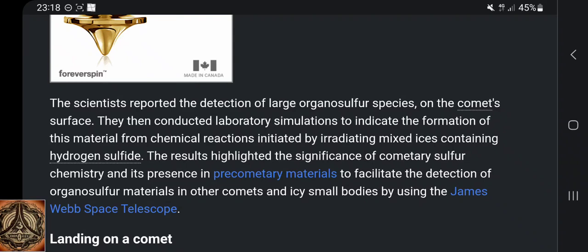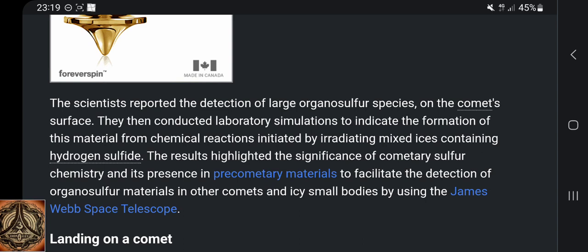The scientists reported the detection of large organosulfur species on the comet's surface. Then they conducted laboratory simulations to indicate the formation of this material from chemical reactions initiated by irradiating mixed ices containing hydrogen sulfide. Yeah, sulfide. It's sulfur in a form, or a form of sulfur.